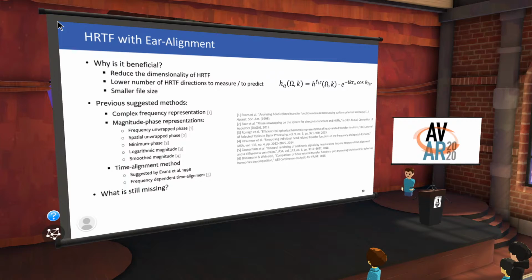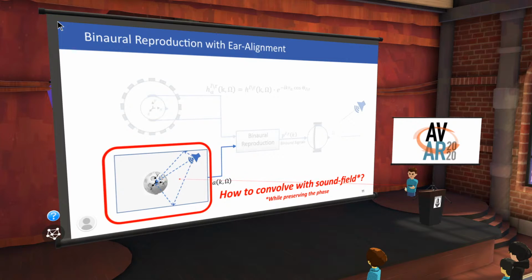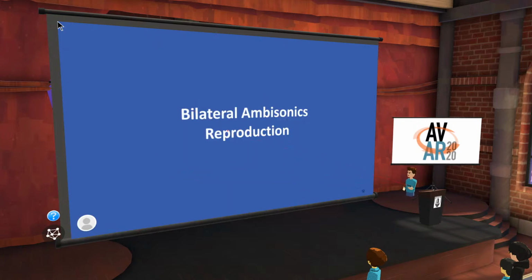So now the question is, how can we use such an HRTF and convolve it with the sound field while preserving the phase information? Going back to the system that I showed before, now instead of the center of the head, we have two different positions for the HRTFs in the left and right ear. So now the question is what we can do with the sound. And this is what we call the bilateral ambisonics reproduction.